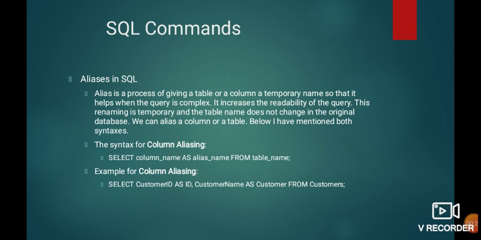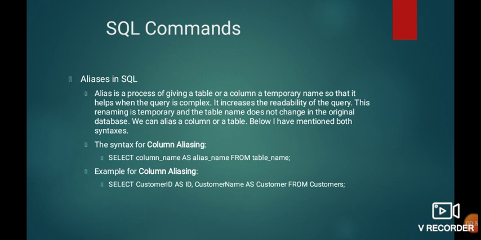So what is an alias? Alias is a process of giving a table or a column a temporary name so that it can help us when the query is complex. If the query is complex, then in a table there may be some sophisticated names, so you can change the name of the column or the table and then you can use it. It basically increases the readability of the query.